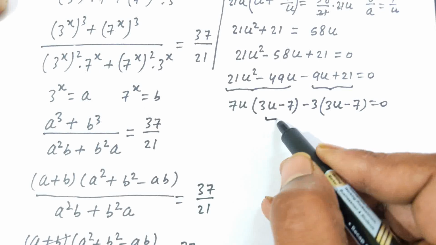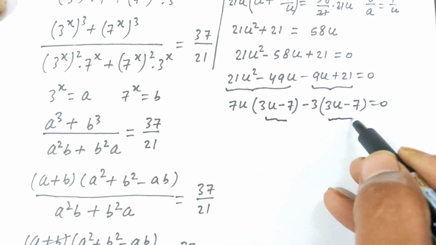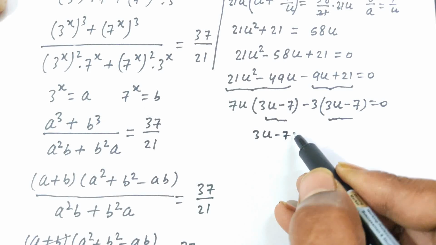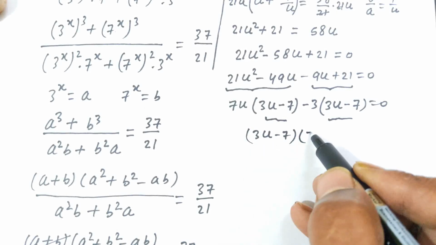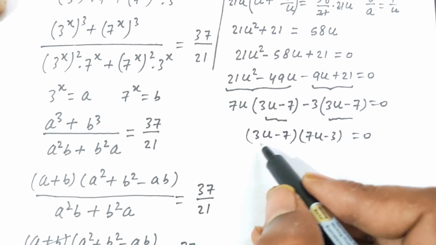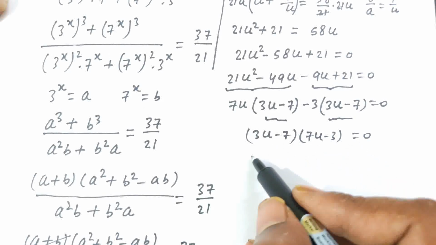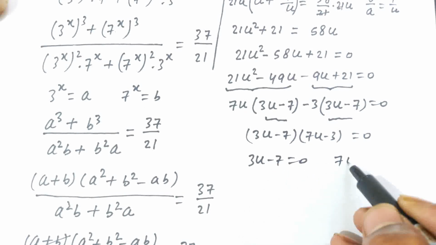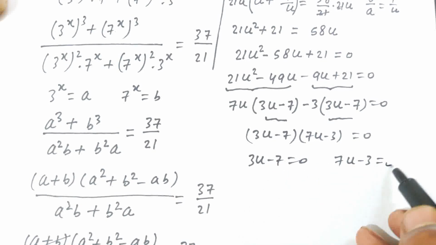Here 3 times u minus 7 is common. If we take 3 times u minus 7 common, then 7 times u minus 3, this is equal to 0. Here the product of two numbers is 0. Either 3 times u minus 7 is equal to 0, or 7 times u minus 3 is equal to 0.